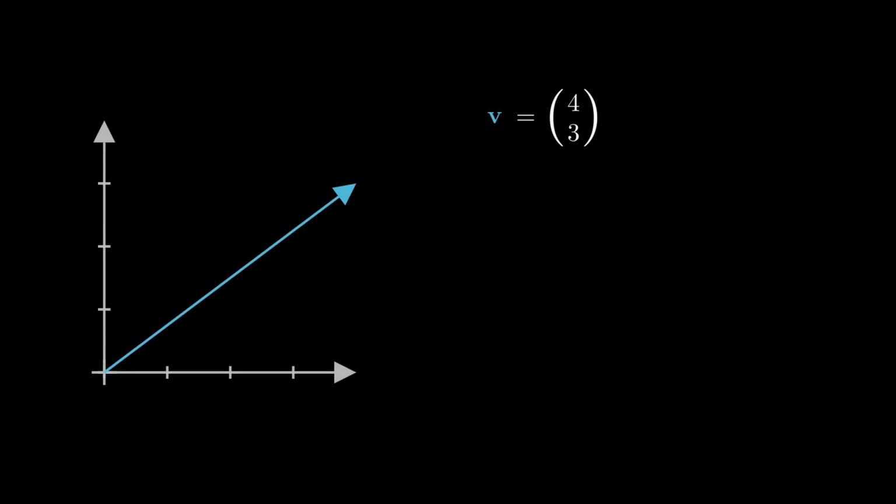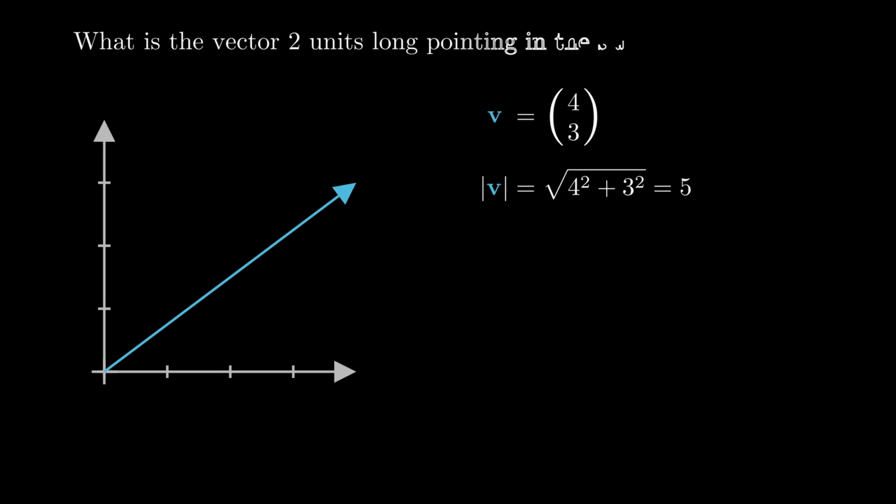Okay, so let's take a different vector v this time, say (4, 3). I won't go through details here, but we use Pythagoras on 4 and 3, and that tells us the length is 5. Now we could ask this question: what's a vector that points in the same direction as v, but only travels a distance of 2 units? Alright, so v travels 5 units. What if I only want one traveling 2 units?